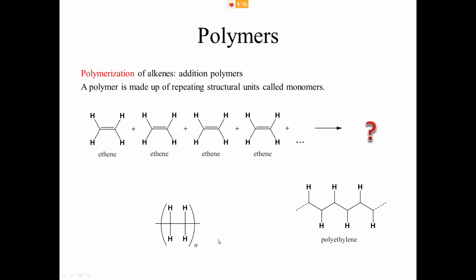So if you haven't done this yet in lab, this is exactly what you're going to do. Okay? But we're not going to do it with ethene. We're going to change these H's to something else.